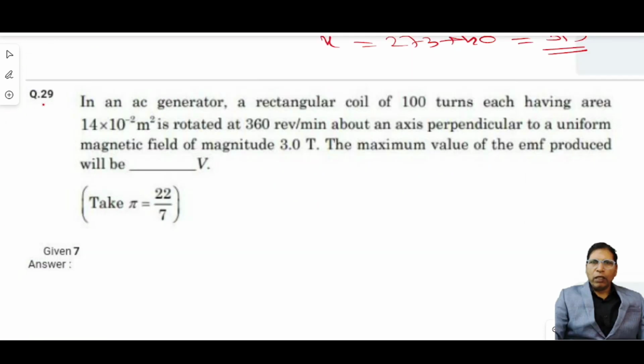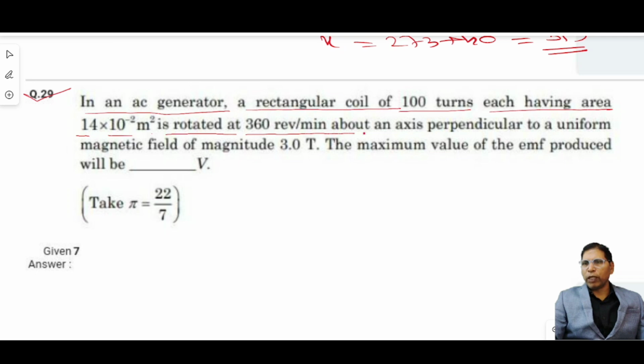Now, question number 29. In an AC generator, a rectangular coil of 100 turns, each having area 14 into 10 to the power minus 2 meters square, is rotated at 360 revolutions per minute about an axis perpendicular to uniform magnetic field 3 Tesla. The maximum value of EMF produced.